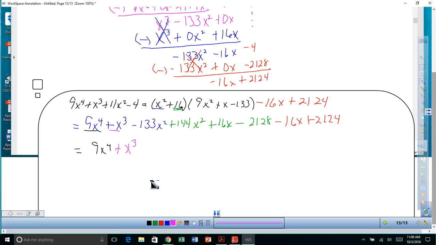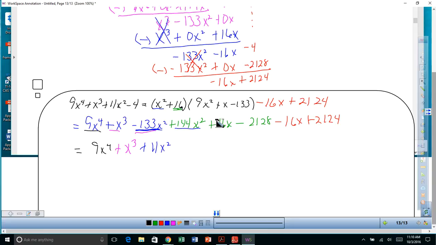Now let's see here. X squared. We've got negative 133x squared plus 144. That's going to give you positive 11x squared. Any others? Nope. Plus 11x squared.